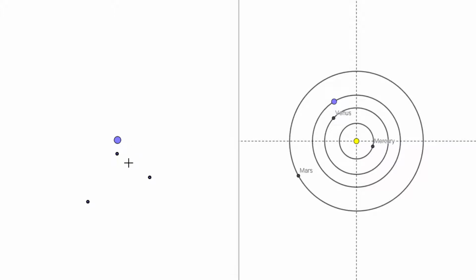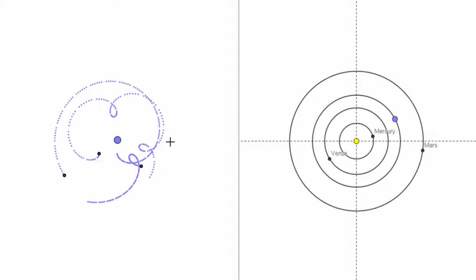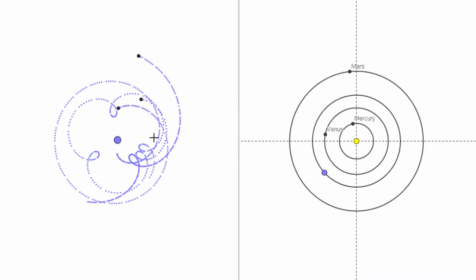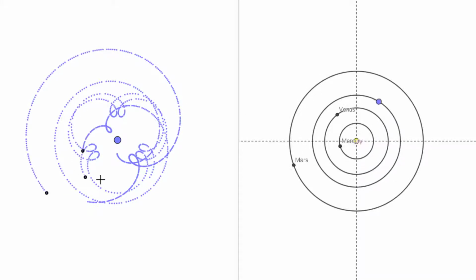We can add the sun in a few minutes here, but I want to see just the planets by themselves to start with. Okay, so let's let these things go. And I'm tracing out the motions through the space here on this view. And it looks very different. Here they're going in circles. Here they're going in all kinds of loop-the-loops.